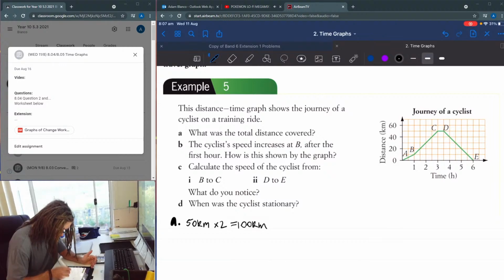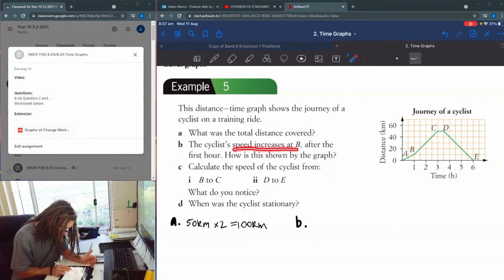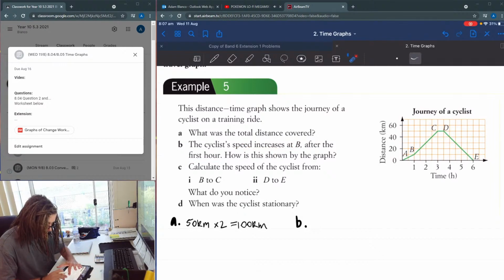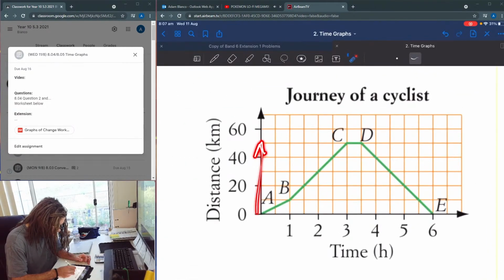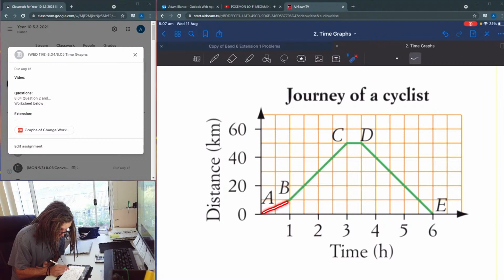Okay, now we get into the interesting questions: the cyclist's speed increased at B, after the first hour. How is this shown by the graph? Like I said, when it goes up and down, that's the distance. When it goes left and right, that's the time. Now the actual line represents how fast they're going. You can think of it in a couple of ways. The first way might be that the lower the line, the more time it's taking to get a further distance, which just means they're going slow.